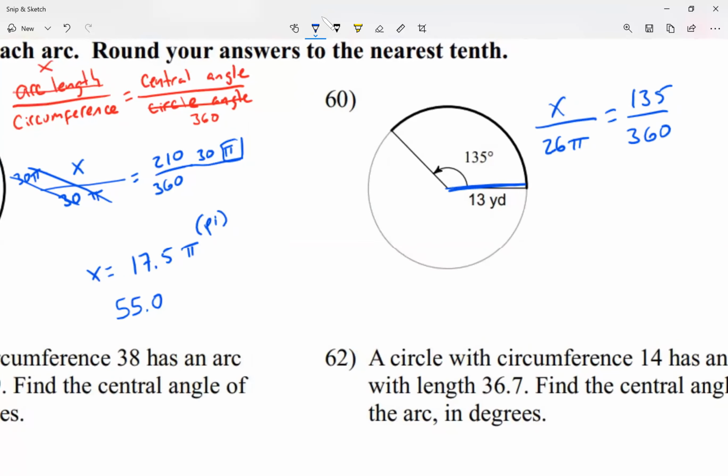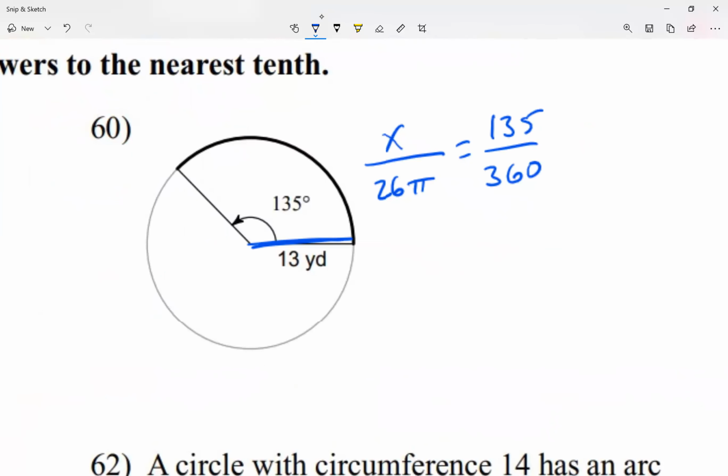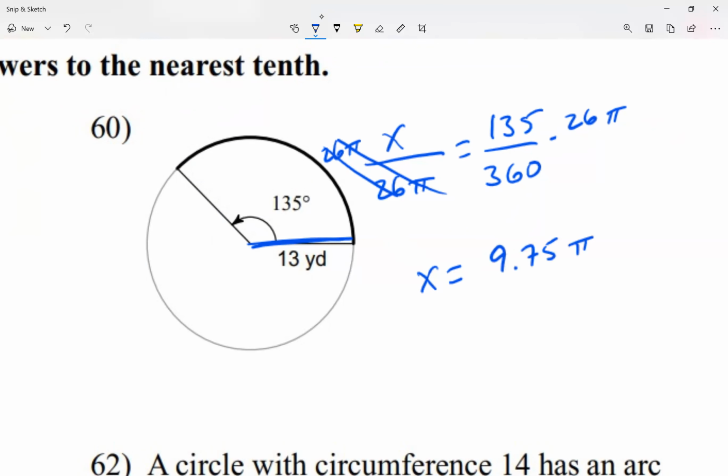Okay, so now let me zoom in here. Let me multiply both sides by 26 pi, so the x is there by itself. On the right, let me go 135 times 26 divided by 360. So I get 9.75 pi. But if I don't have to leave it in terms of pi, let me go 9.75 times pi. Let me round this to 1 decimal place. So I get 30.6.